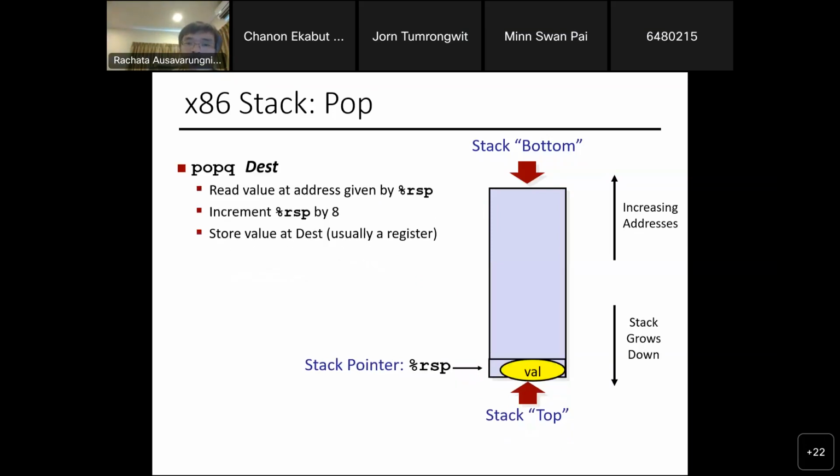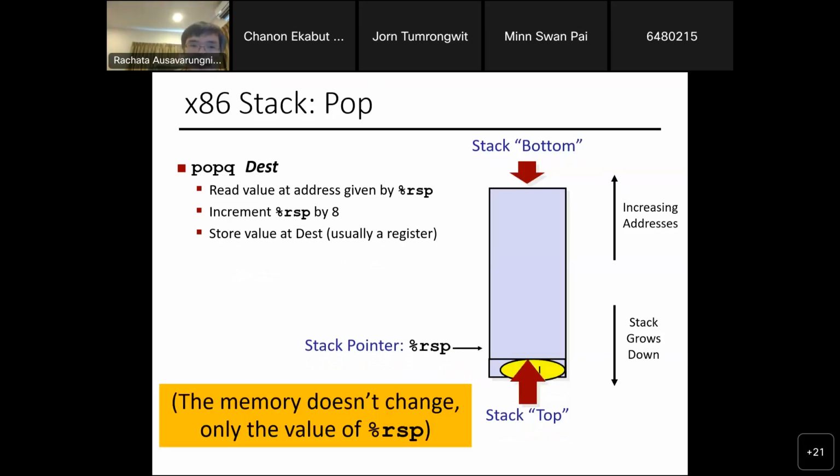What happens when you pop? Let's say you have a value at the stack pointer at the top right now. You run pop, and the value gets returned, and then you increment the stack pointer by 8, and that's all, right? The value actually doesn't change because you can leave it there. Since I already incremented the stack pointer, the next time I push, the new value will replace the old value, right? So that's how the stack works.